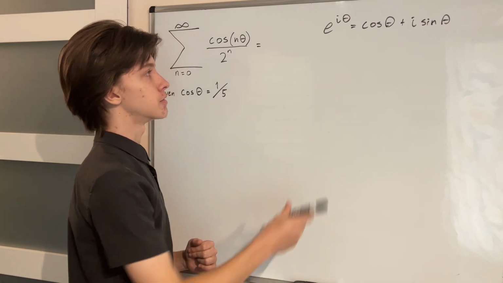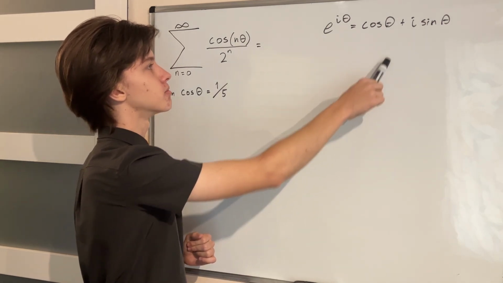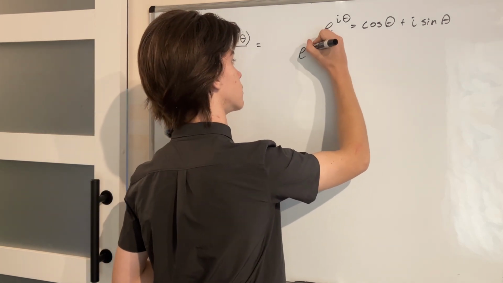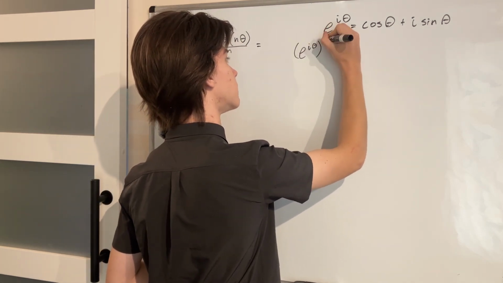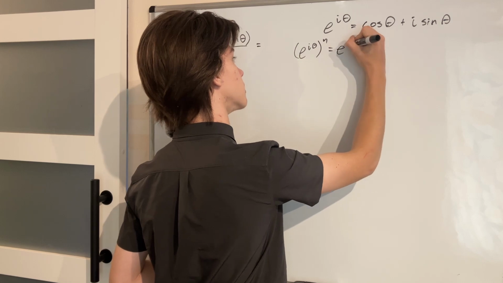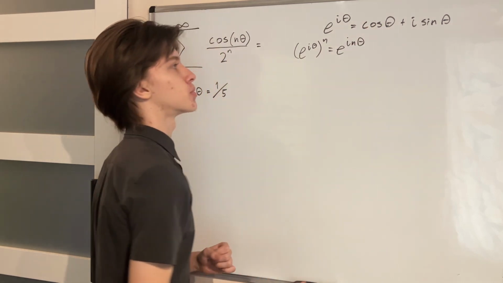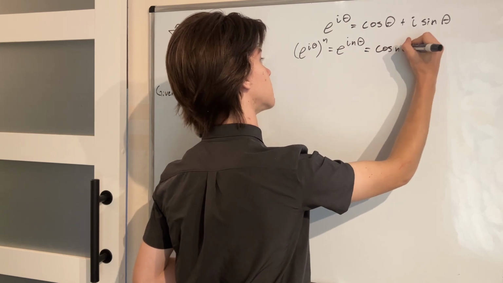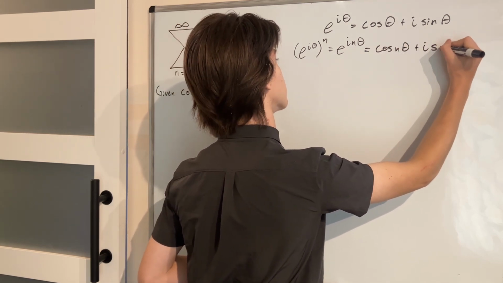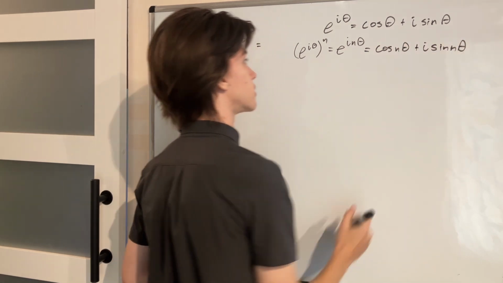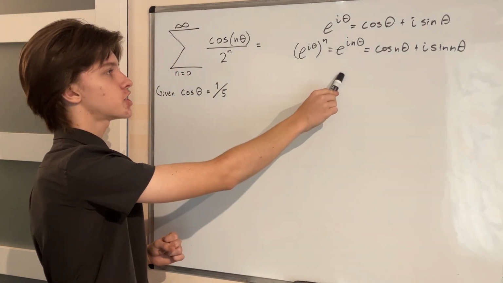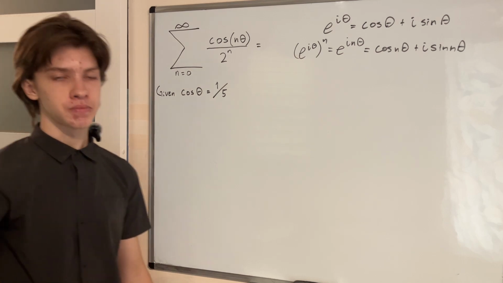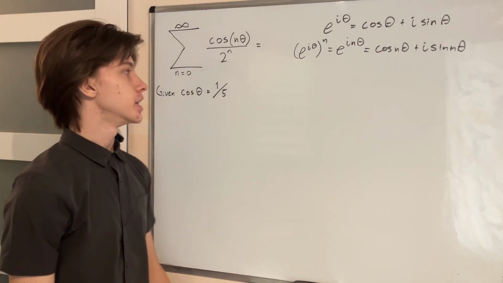And so, relatedly, if we raise this form of a complex number to the nth power, we get that e to the i theta to the power of n is equal to e to the i n theta by properties of exponents, which you can see is the cosine of n theta plus i sine of n theta. And so the real part of this expression, e to the i n theta, is equal to cosine of n theta, which is exactly what we have in our sum.